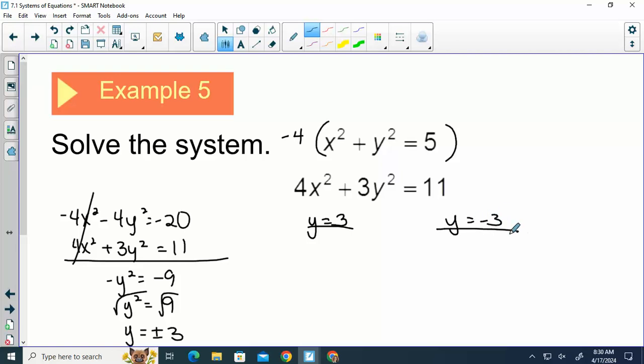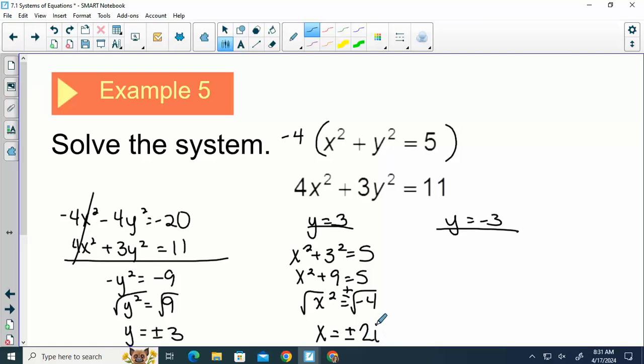Why is mine plus and minus 2i? Well, let's see. If I plug in a 3, we get x squared plus 3 squared equals 5. 3 squared is 9. Subtract our 9, so x squared is negative 4. Square root plus or minus, what's the square root of negative 4? 2i. Yeah, that's where it was. I forgot about the negative, but I still did my plus or minus.